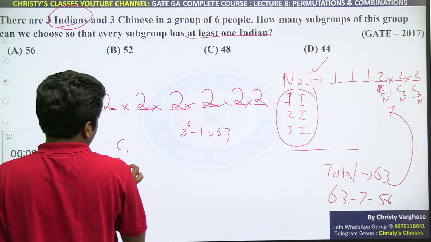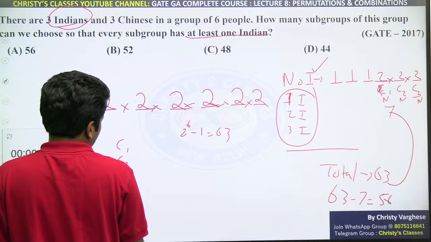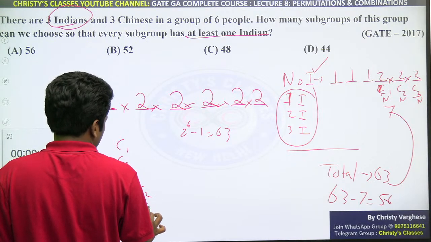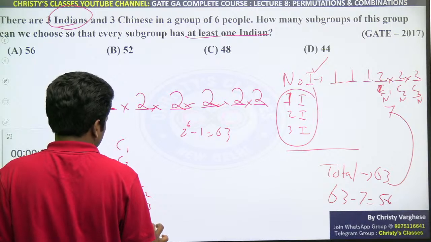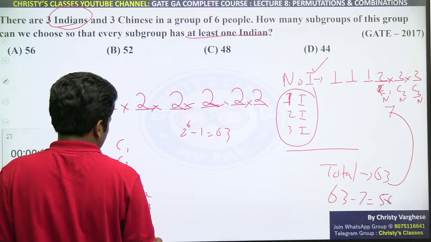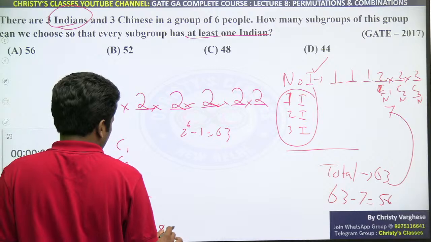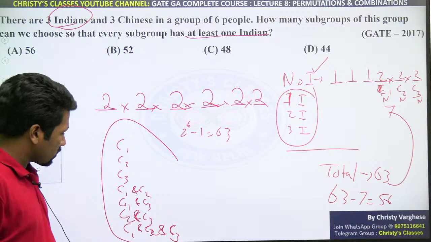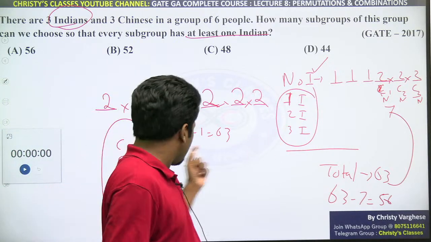Chinese 1 alone, Chinese 2 alone, Chinese 3 alone, Chinese 1 and Chinese 2, Chinese 1 and Chinese 3, Chinese 2 and Chinese 3, and Chinese 1, Chinese 2, Chinese 3. But as I told, we are not having that much time to write all those things. These are the 7 subgroups where Indians are not there.